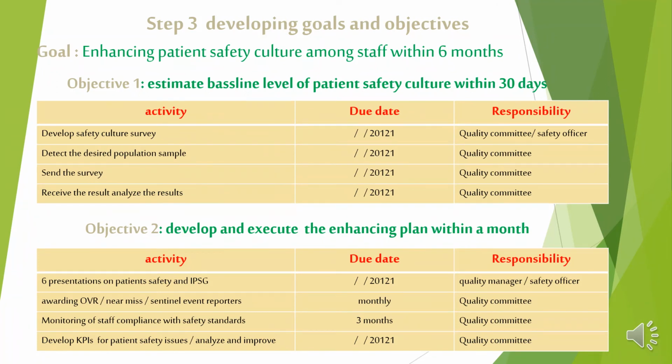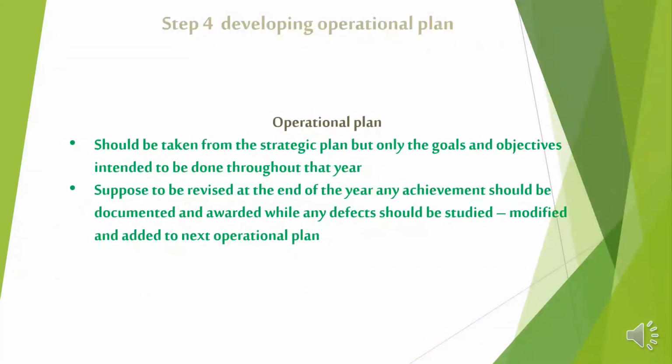So now we changed the goals into objectives and objectives into an action plan. Step number four, now we have to do the operational plan. What's the operational plan? The operational plan should be taken from the strategic plan, but only the goals and the objectives intended to be done through that year. So we will do an operational plan for 1 year.